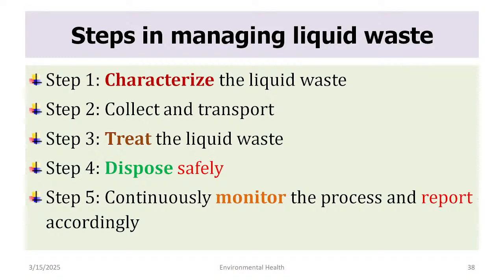So we first characterize the liquid waste. You saw the table, and there is a bigger table also. We characterize at the population level what kind of liquid waste it is. Based on that, the type of treatment method has to be decided. Then we collect and transport. Now we have laws. We are going to have laws from October. Collecting and transporting. After that, the treatment will happen.